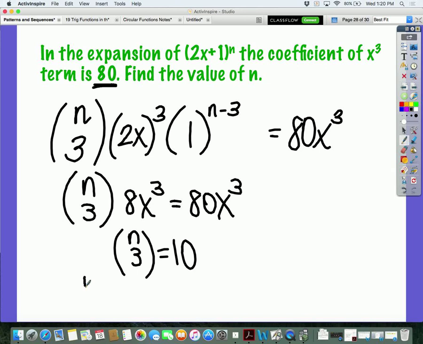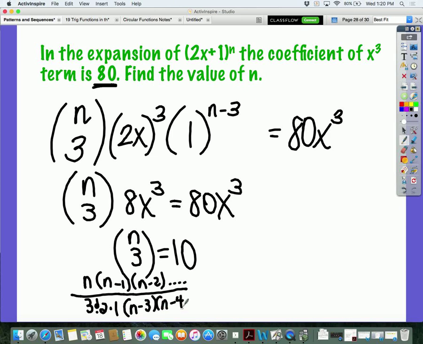So we use our formula of basically n times n minus 1 times n minus 2, all over 3 factorial, or 3 times 2 times 1, times n minus 3 times n minus 4, so on and so forth. You guys follow along? Yes. All I'm doing is plugging this into the formula: n factorial over r factorial times n minus r factorial.